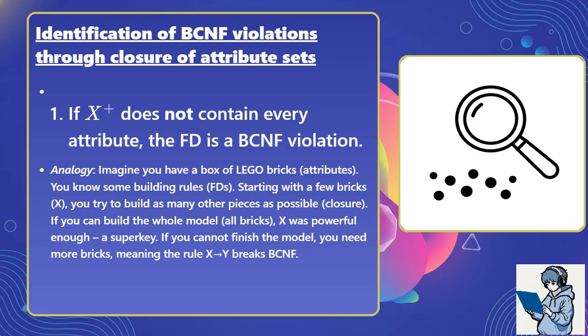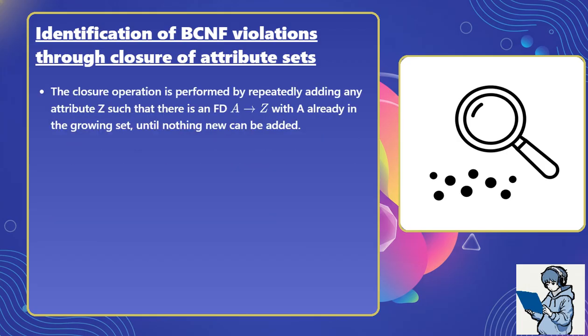Analogy: imagine you have a box of Lego bricks, attributes. You know some building rules, functional dependencies. Starting with a few bricks X, you try to build as many other pieces as possible, closure. If you can build the whole model, all bricks, X was powerful enough, a superkey. If you cannot finish the model, you need more bricks, meaning the rule X determines Y breaks BCNF. The closure operation is performed by repeatedly adding any attribute Z, such that there is a functional dependency A determines Z with A already in the growing set, until nothing new can be added.